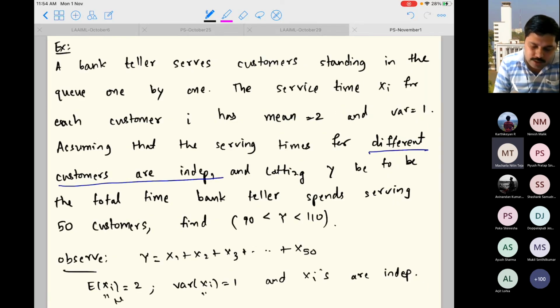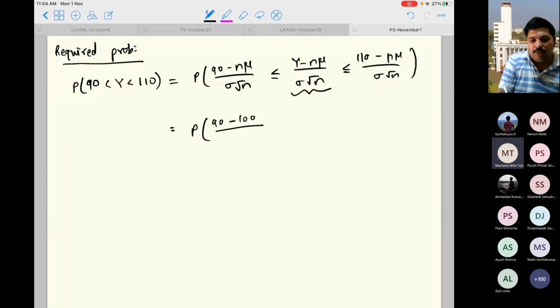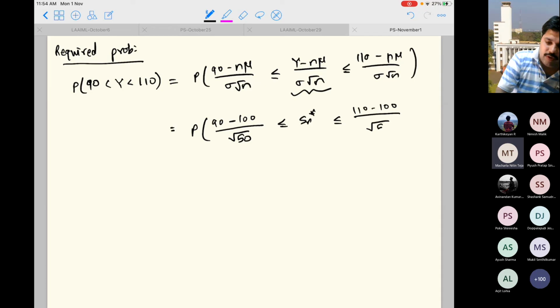So we have all the values here. This is my mu, this is my sigma square, n is equal to 50. All these values are available with me. And y is this sum; in the notation that we have used, it was Sn, so this random variable becomes Sn star. Do you all agree this is 90 minus n mu? n is 50, mu is 2, so you have 100 here, divided by sigma, which is 1, times root n, so root 50, less than or equal to Sn star, less than or equal to 110 minus 100 divided by root 50.